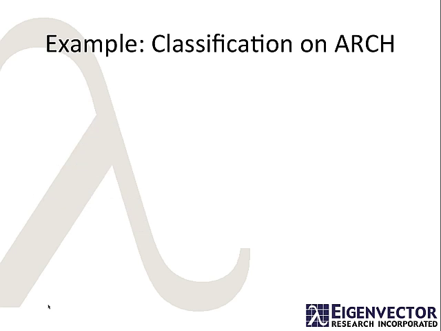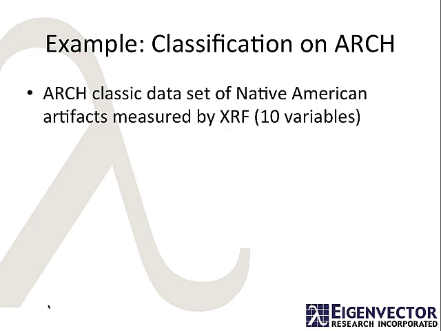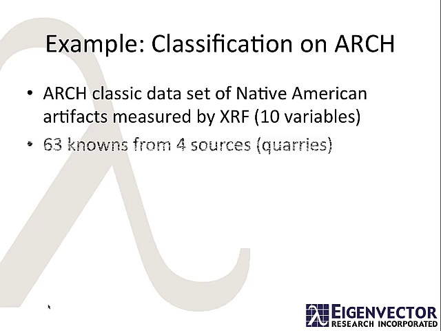As an example, we're going to do classification on the ARCH dataset. The ARCH dataset is an archaeological dataset. It's a classic dataset of Native American artifacts that are measured by X-ray fluorescence. There are 10 variables in this problem. The 63 known samples are from 4 different sources, quarries. These are actually obsidian samples that are from 4 known sources, and that's going to be our training set. The test set is going to have 12 unknowns where we don't know what location they came from, and we're going to try to assign them to the different quarries.